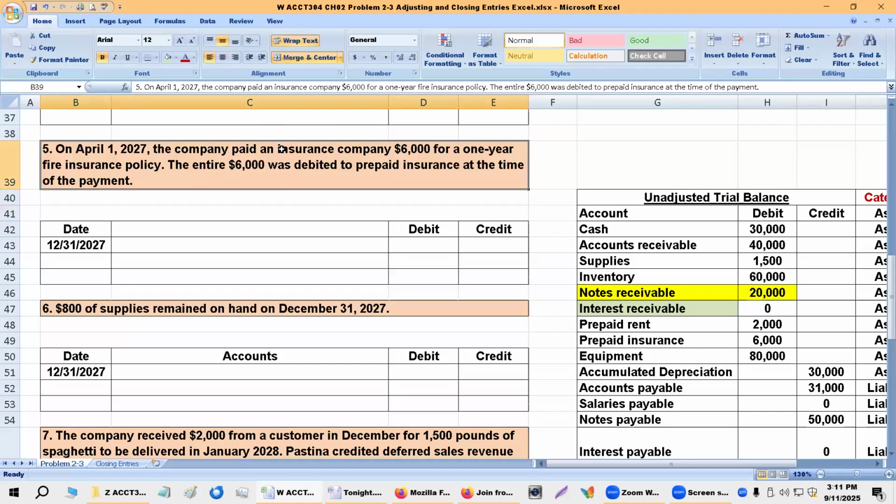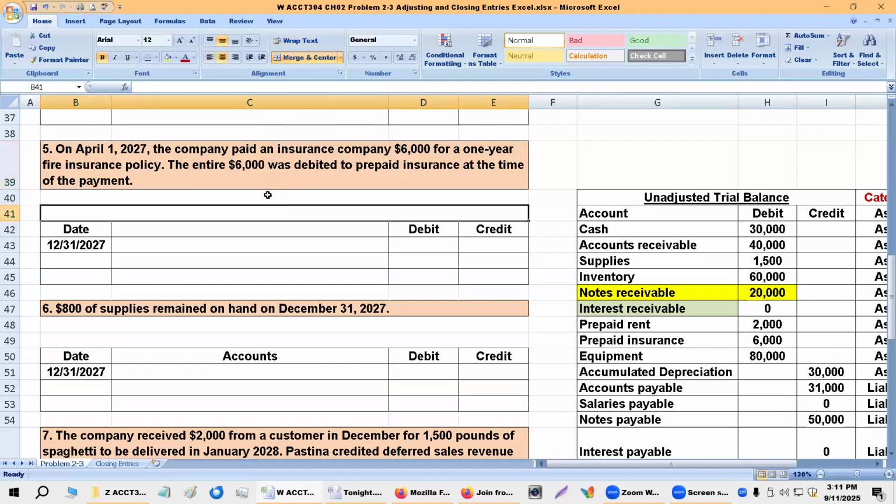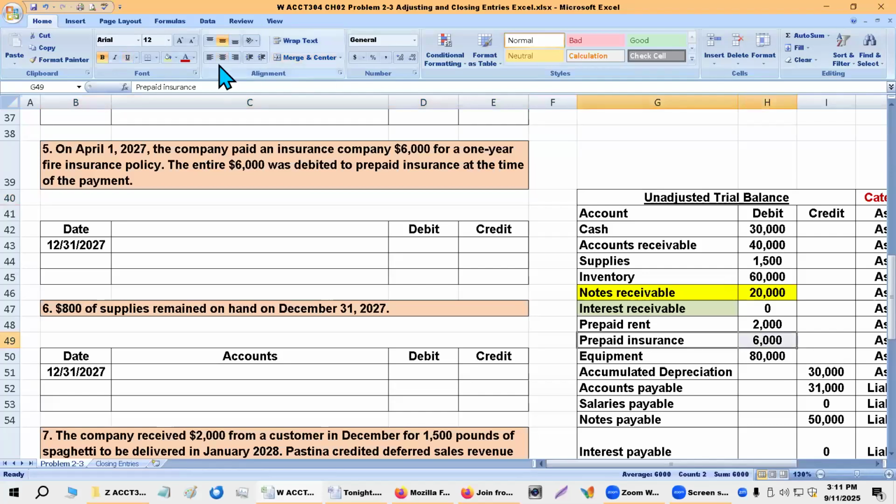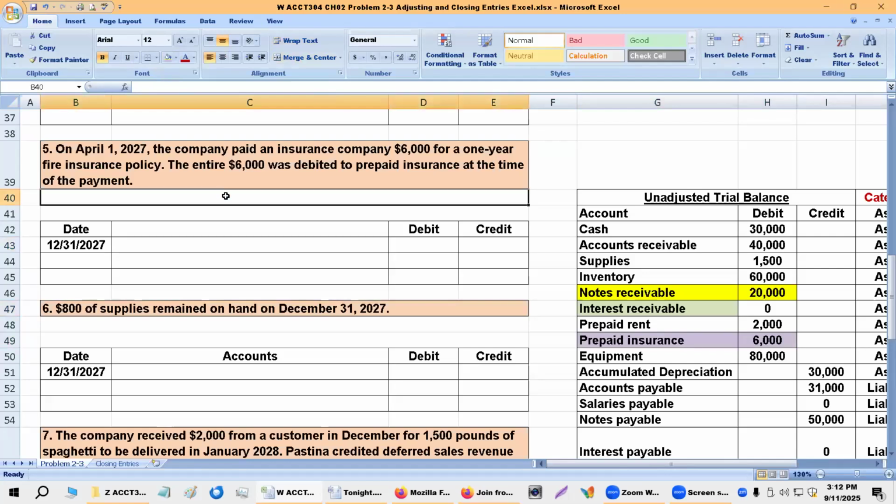Paid the insurance company for a one year insurance policy. The entire 6,000 was debited to prepaid insurance. Okay, so it's right there. And let's make it purple. So $6,000 for 1 year. The question is, how many months worth have we used so far?